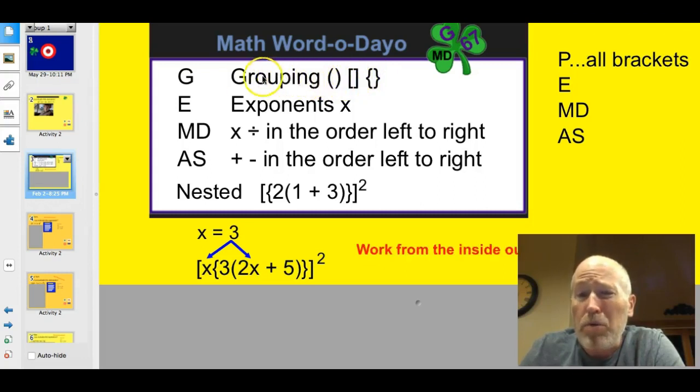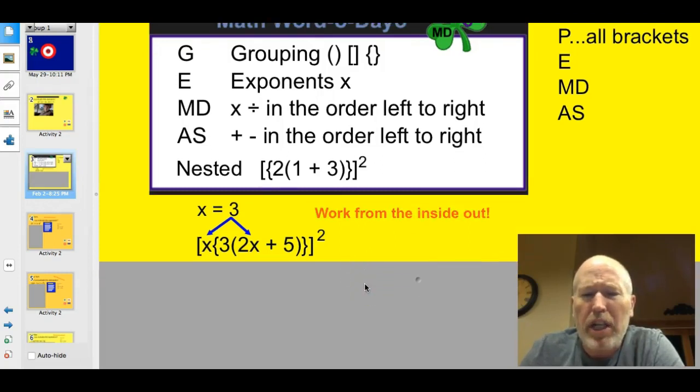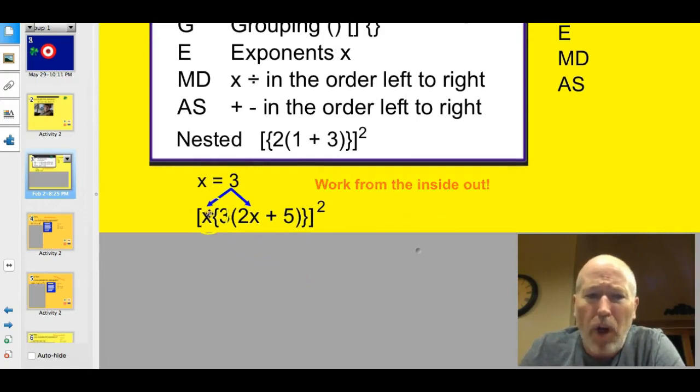So what you do is you do your normal order of operations, but you're going to have multiple sets of brackets, and you basically just work from the inside out, like my little flashing light is saying down here. So let's just take a look as I go through this one. First of all, we have to substitute in 3 for these x's here because it tells us that x is equal to 3.